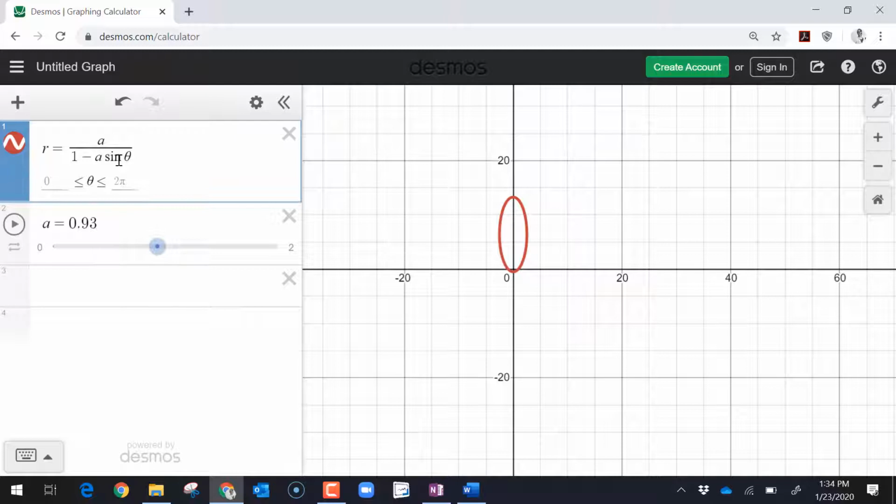This is the last section in chapter 10, so I think it's 10.6. Oh, there's no homework? Oh, bummer.